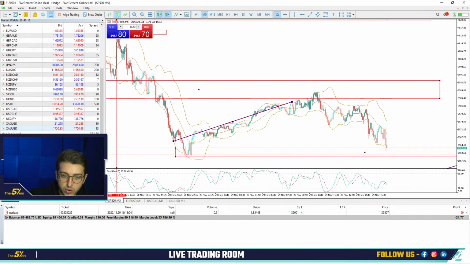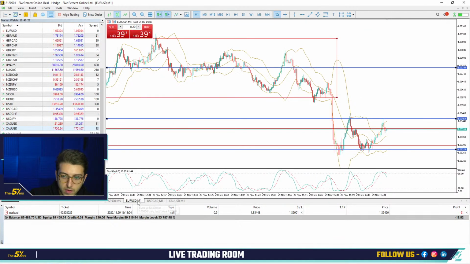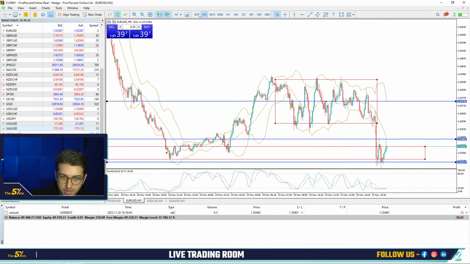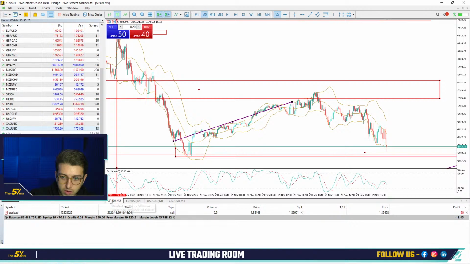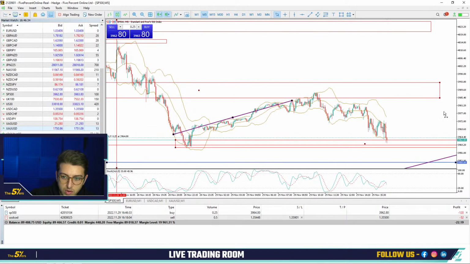Again, the S&P here is touching the pre-market low. We have the Euro USD that, you know, is still in the zone. This can be an entry for me, at least if I make a very, very tight stop loss again.